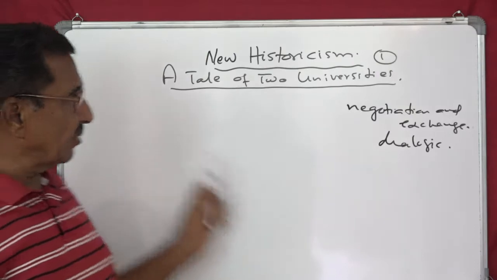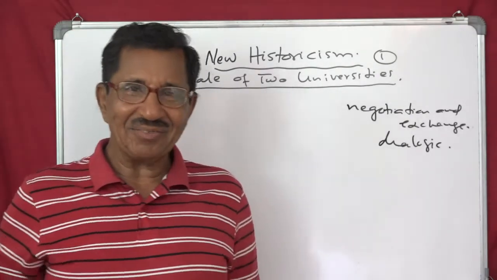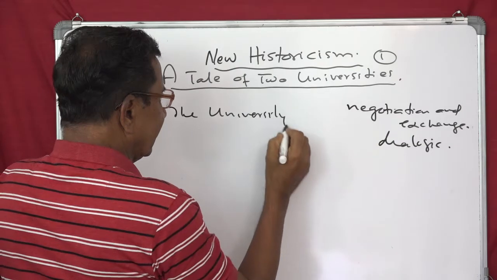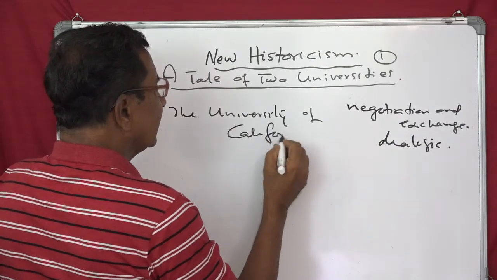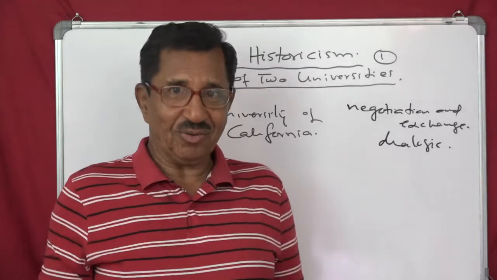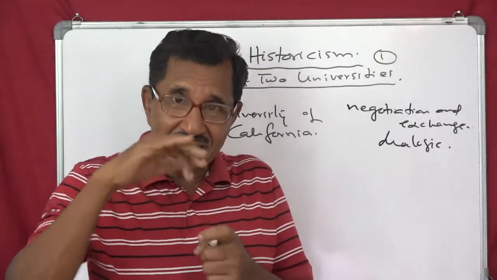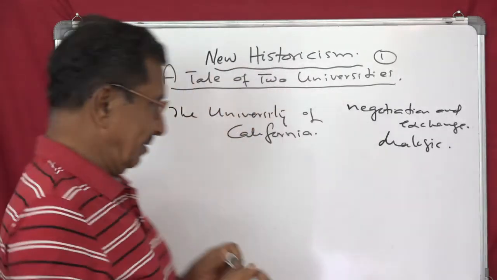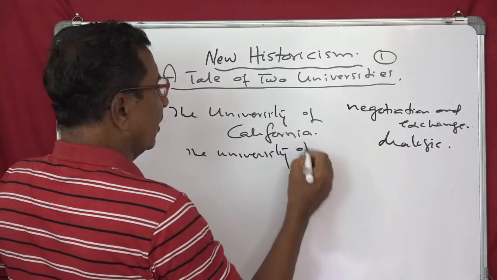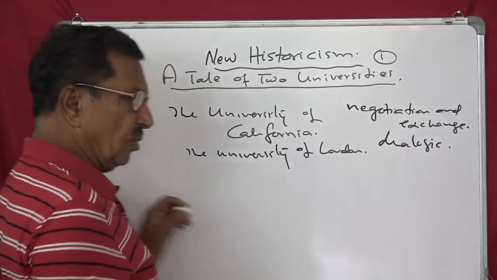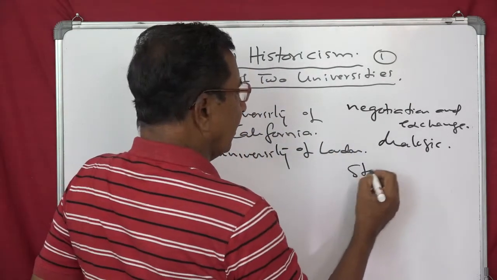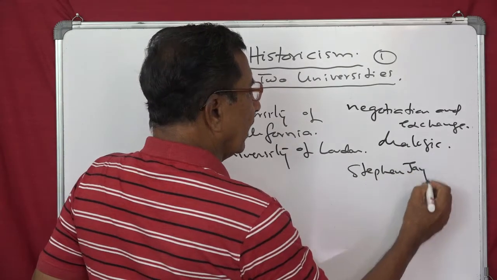And then we come to a tale of two cities, two universities. Two universities means one is the University of California, that is America. Actually, the new criticism is an American product, and it remains so also. But parallel to this, simultaneously, in the University of London, a movement was going on, almost the same. That is why I called it a tale of two universities. Here, in the University of California, it was Professor Stephen J. Greenblatt.